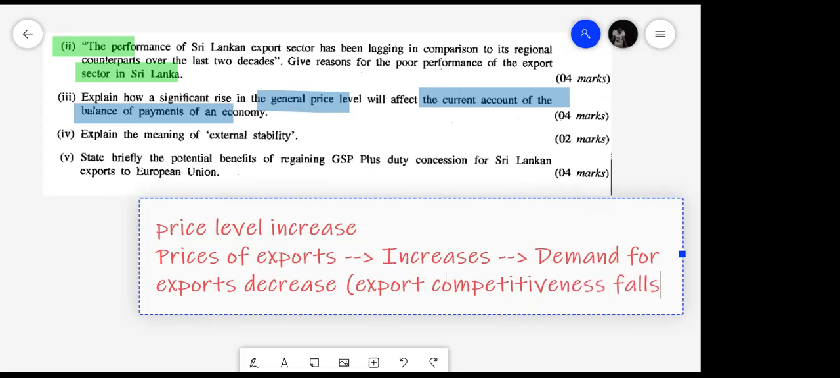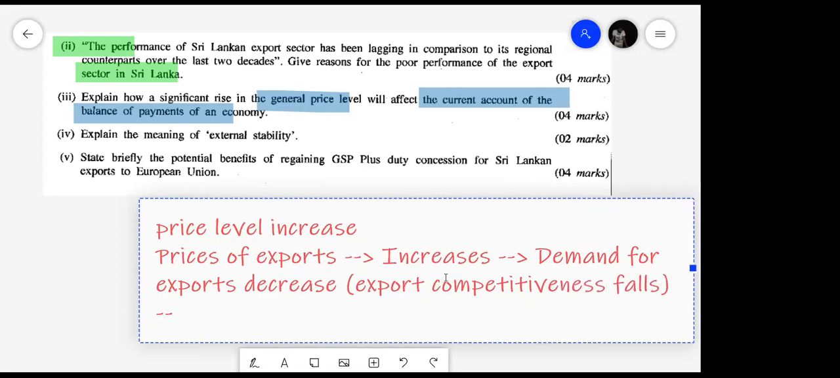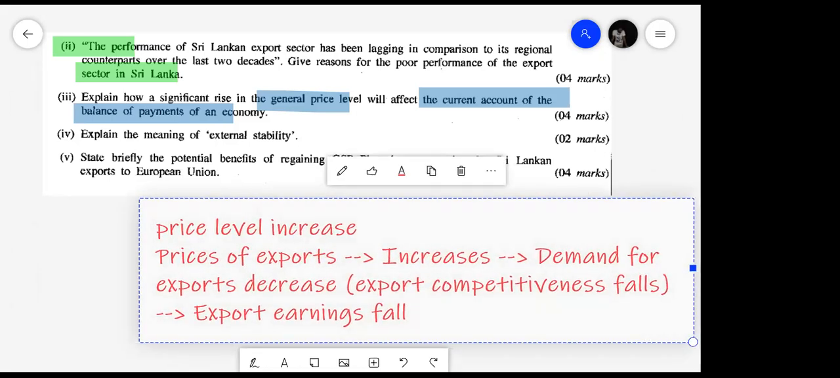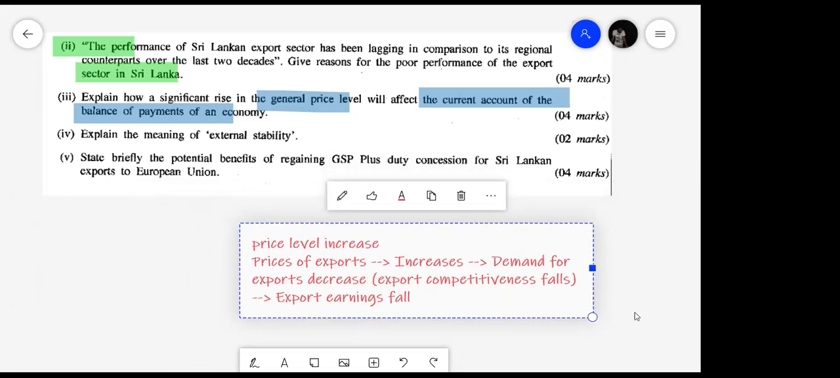So competitiveness falls. As a result, what happens, guys? As a result, your exports fall, your export earnings fall. So export competitiveness falling, because it's very expensive, means your export earnings fall. Okay, this is given that the Marshall-Lerner condition holds, given that your exports are elastic.